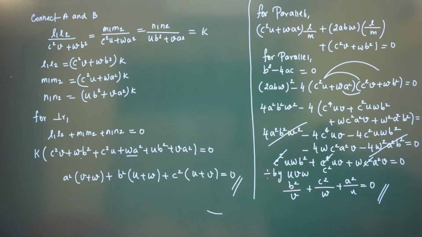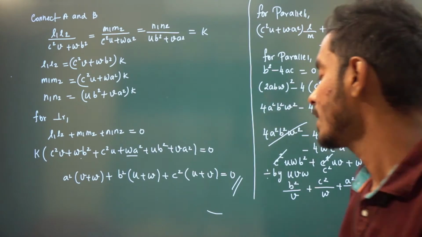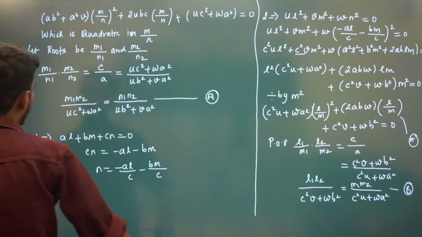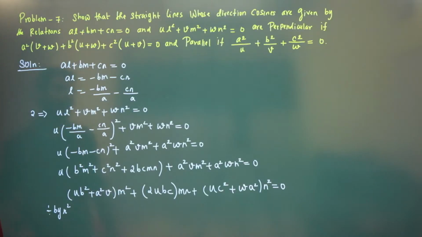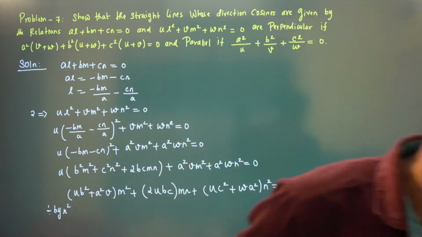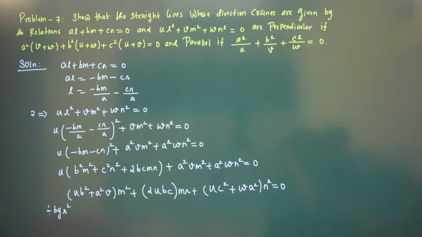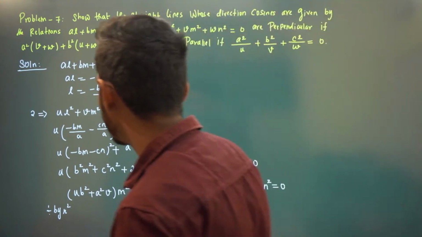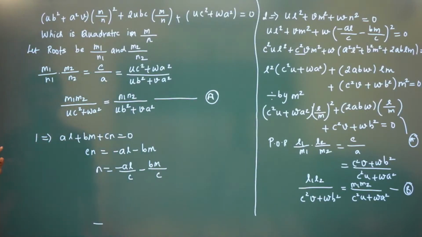Is it clear? See, these two problems are very important. These two problems are already asked in IFoS but not in IAS, right? If they decide to ask in direction cosines and direction ratios, these two are the sure shot problems, right? Okay, so we will do the last problem and then we will wind up.